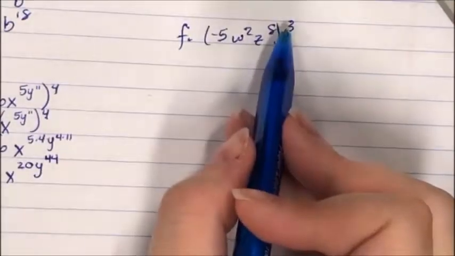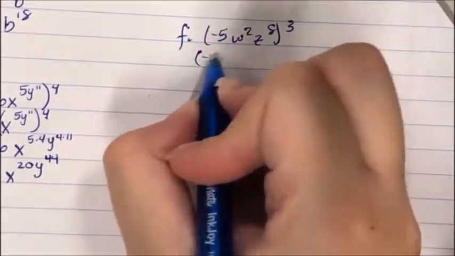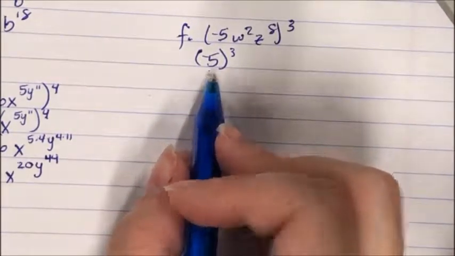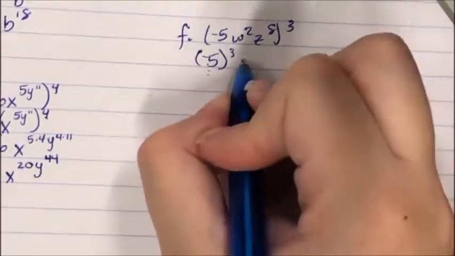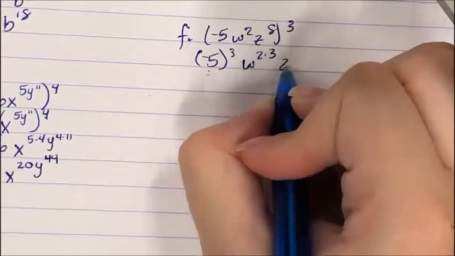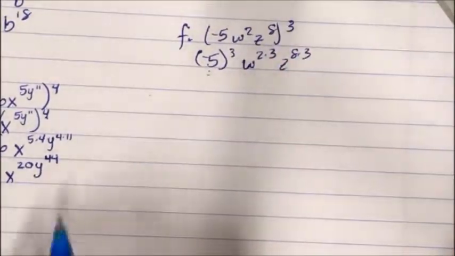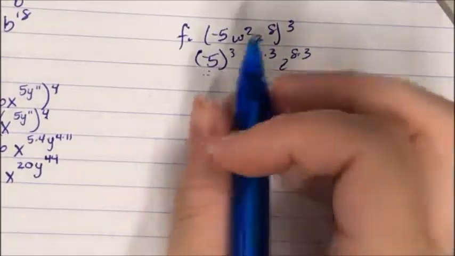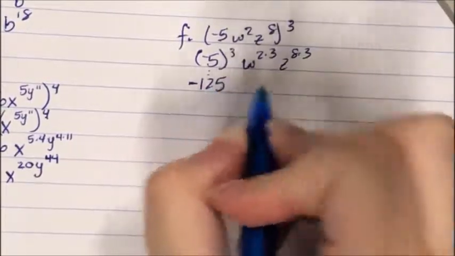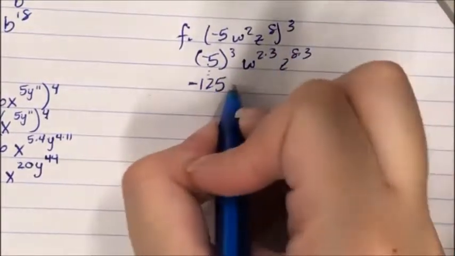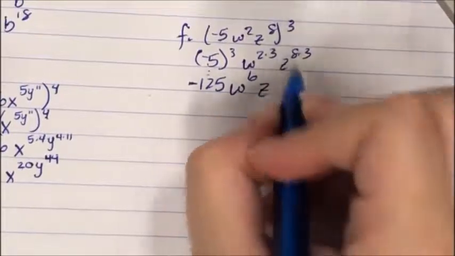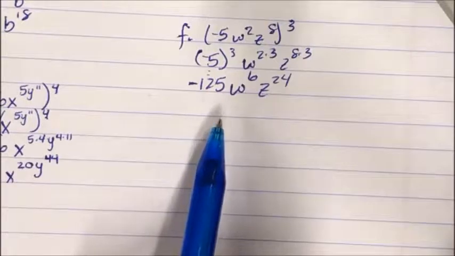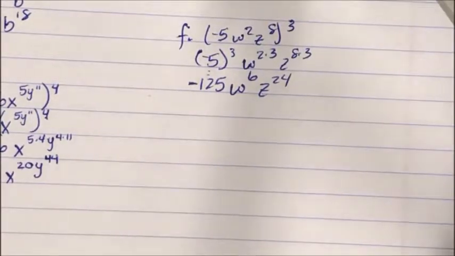Okay, so I'm distributing this 3 into everything inside. So this becomes negative 5 cubed. Make sure you have that negative 5 in parentheses. Otherwise, it gives you a different answer. Okay? w is 2 times 3, z to the 8th times 3. Negative 5 cubed is really negative 5 times negative 5 times negative 5. That gives you negative 125. 2 times 3 is 6. And then 8 times 3 is 24. So my final answer is negative 125, w to the 6th power, z to the 24th power.